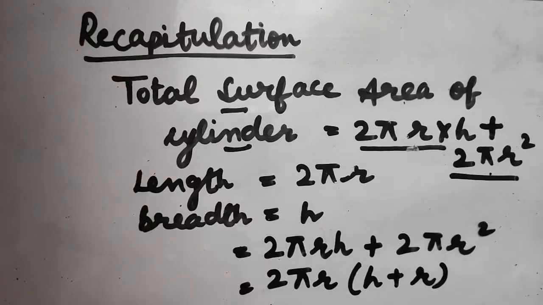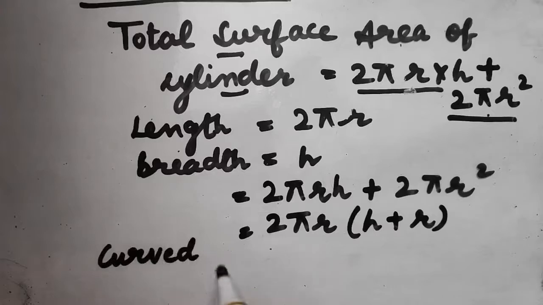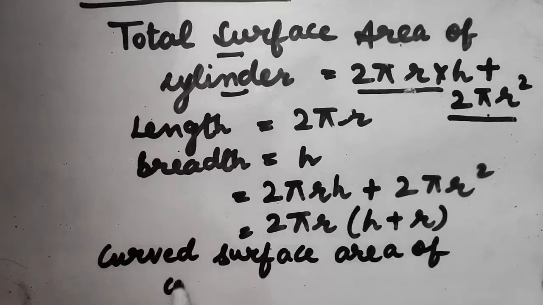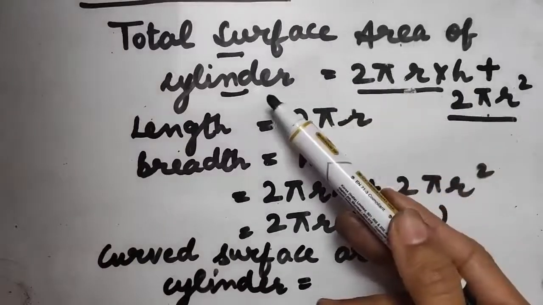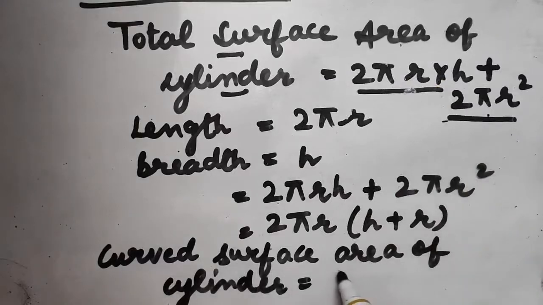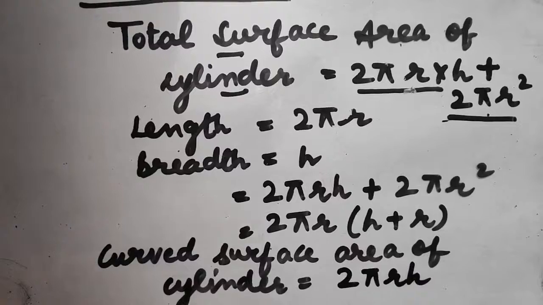Now, if I talk about the curved surface area of cylinder, as we know that curved or lateral surface means we are supposed to exclude the areas of top and bottom. So from the total surface area of cylinder, we need to exclude the areas of 2 circles. So curved surface area of cylinder will be equal to 2 pi r h. I hope, dear children, you have understood or you have recalled all the formulas properly now.